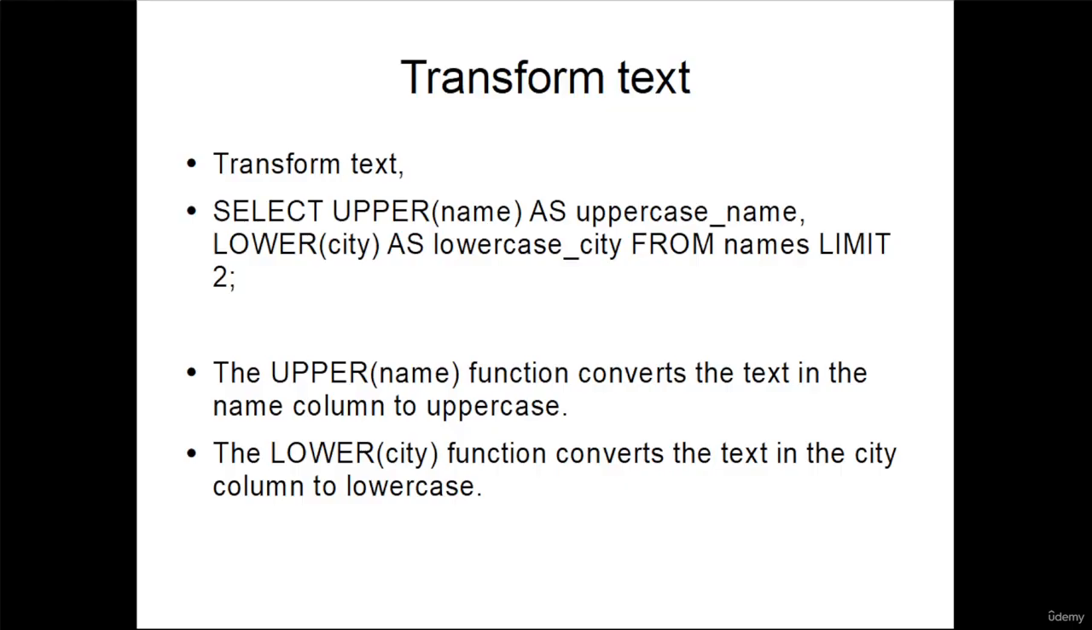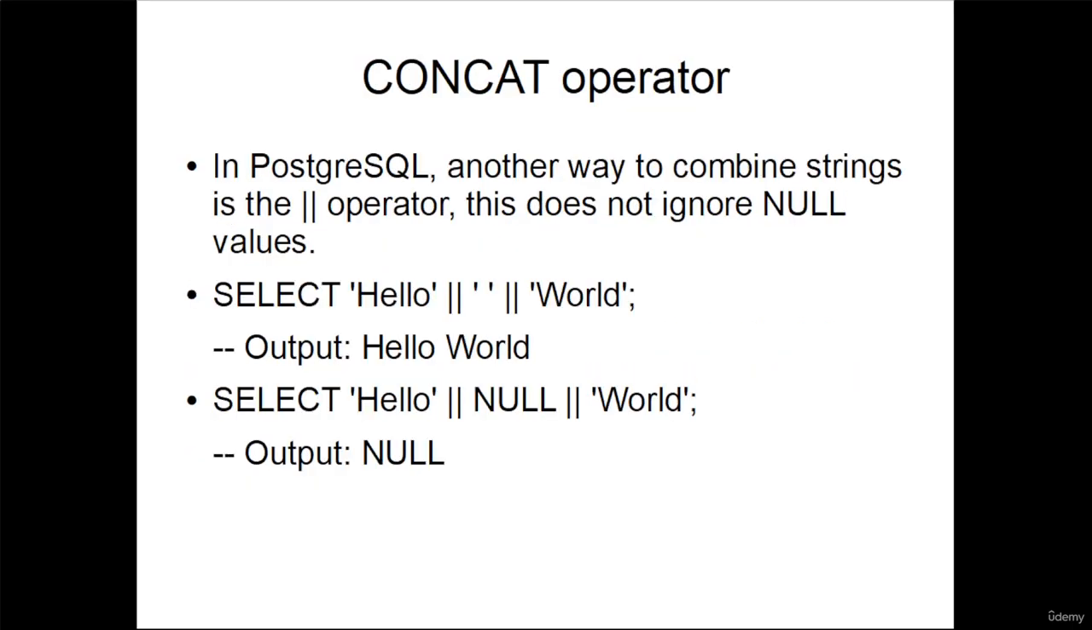You can also change parts of words, or even single letters, to uppercase or lowercase. But in order to do that, we need to go back to concat again. In Postgres, another way to combine strings is the double pipe, the concatenation operator. It works similarly to concat, but with one key difference: the double pipe does not ignore null values. If any part of the concatenation contains null, the result will be null. Note, concat treats null as an empty string.